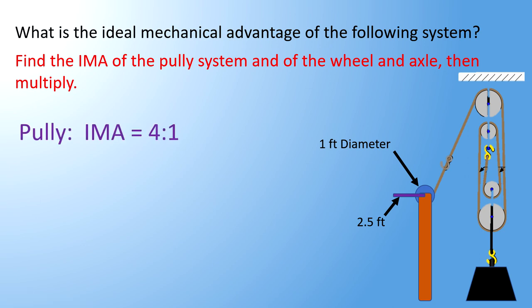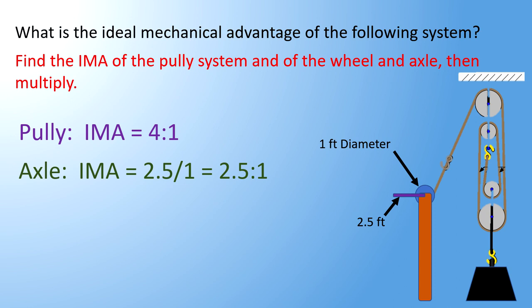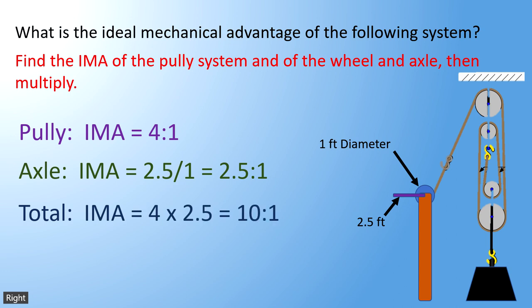So our pulley ideal mechanical advantage would be 4 to 1. Then our wheel and axle, which this one's kind of a lever and axle. Just like the last one, it's 2.5 divided by 1, which gives me 2.5 to 1. To get the total, we multiply them together. 4 times 2.5 is 10. So the mechanical advantage of this system is 10 to 1.